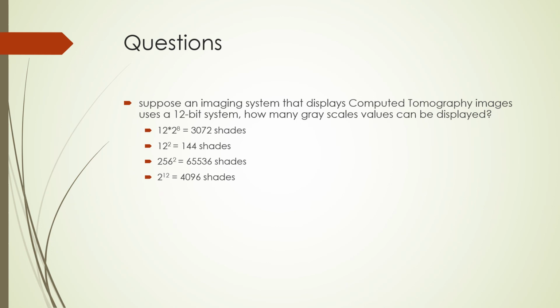Next question. Suppose an imaging system that displays computed tomography images uses a 12-bit system. How many grayscale values can be displayed? The correct answer is 2 raised to the power 12 or 4096 shades of gray.